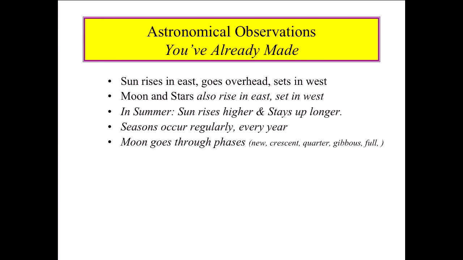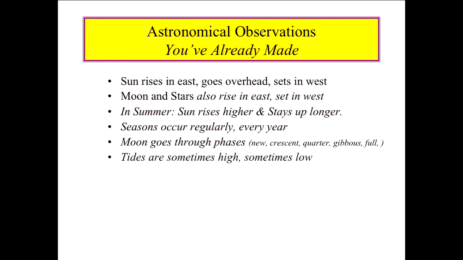Another observation all of you have made is the phases of the moon. All of you have seen a crescent moon, a half of a moon, which we call a quarter moon, a moon that's a little bigger than half, what we call gibbous. You've all seen a full moon. We have to explain the phases of the moon.